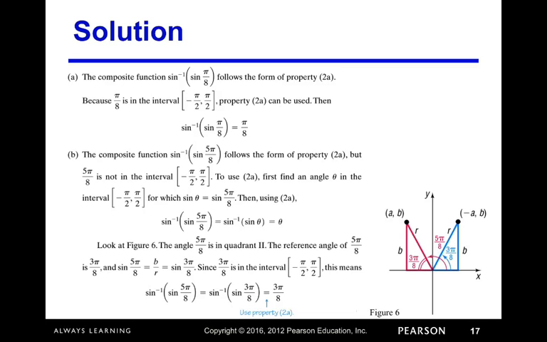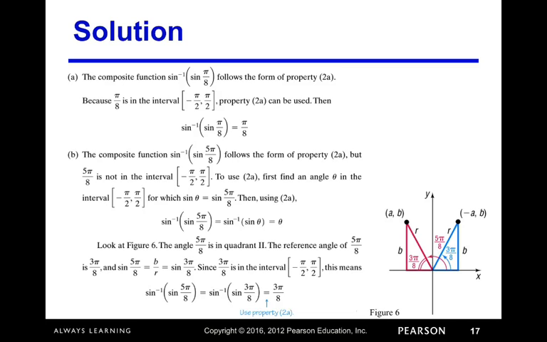Where is 5 pi over 8? If you look at the little graph here on the side, 5 pi over 8 is in the second quadrant. That is not in the domain that we're looking for. We're looking, remember, in the fourth and the first quadrant. So we need to think of an angle in the domain that would have the same sine as 5 pi over 8. Well, in the second quadrant, sine is positive. So in the first quadrant, that's where we'll look for a positive sine, which would be the reference angle of 3 pi over 8 would have the same sine as 5 pi over 8.